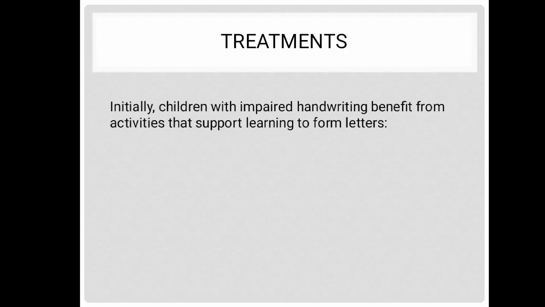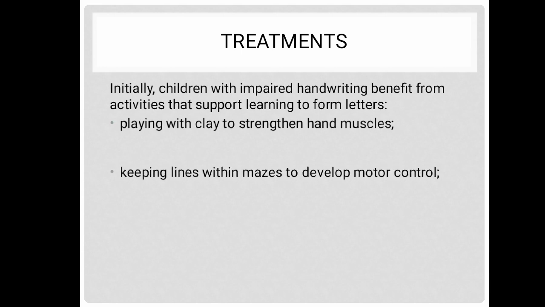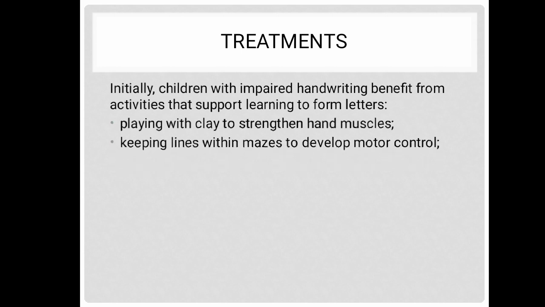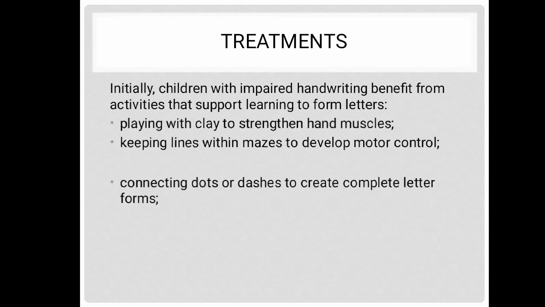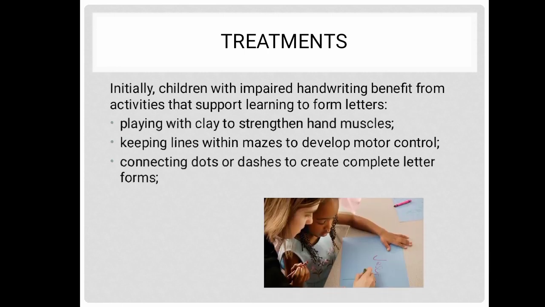Initially, children with impaired handwriting benefit from activities that support learning to form letters: playing with clay to strengthen hand muscles, keeping lines within mazes to develop motor control, and connecting dots or dashes to create complete letter forms.